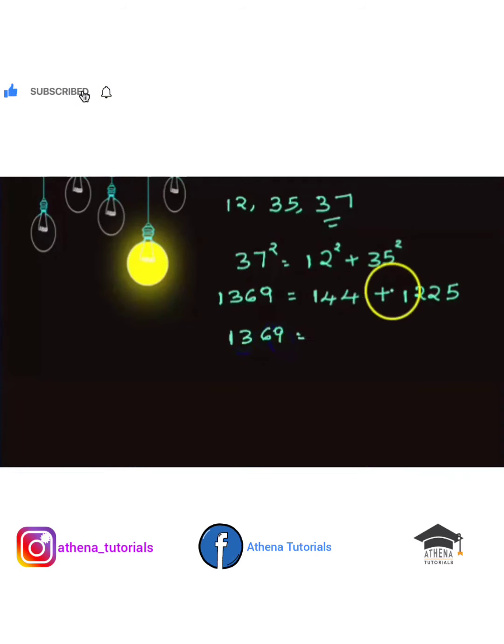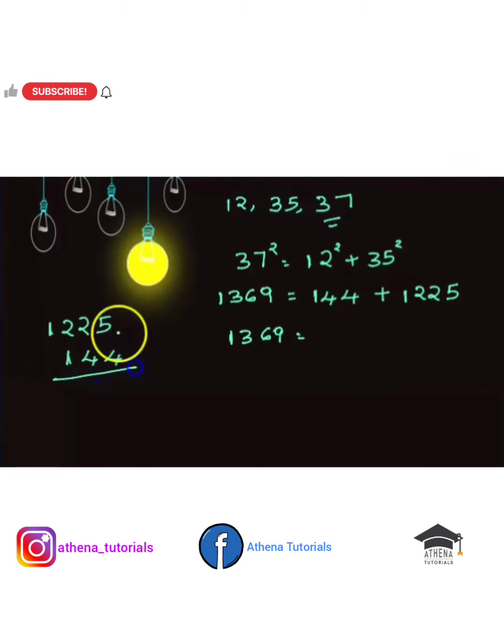1369 plus, let's add this 1225 plus 144. What is 5 plus 4? It is 9. 4 plus 2 is 6, 2 plus 1 is 3, and 1. We got to know, so LHS is equal to RHS, hence it is a Pythagorean triplet. Okay, I hope you have understood the basics. Now let's solve the problem.